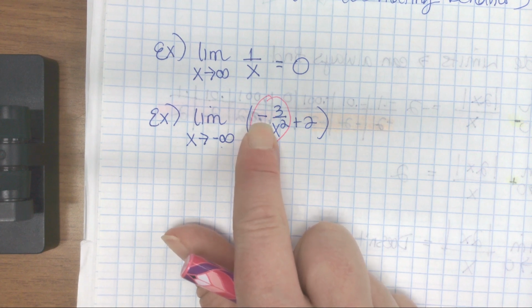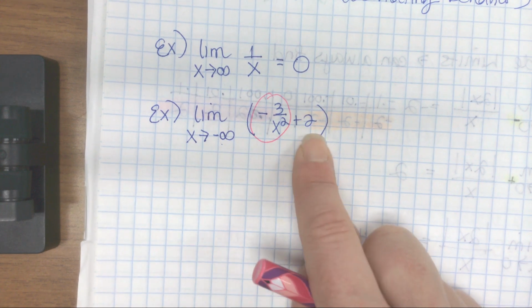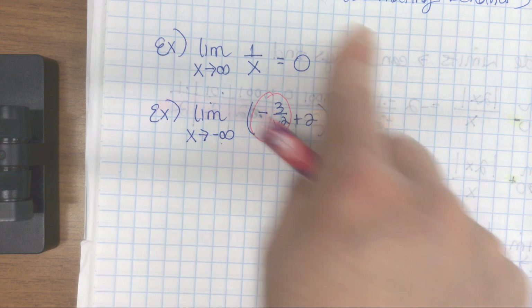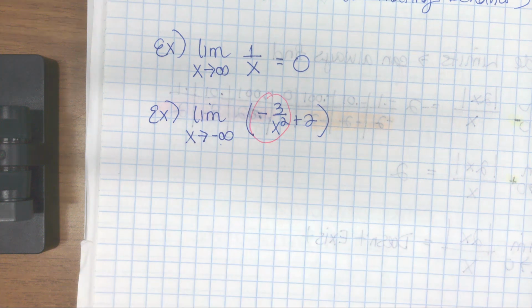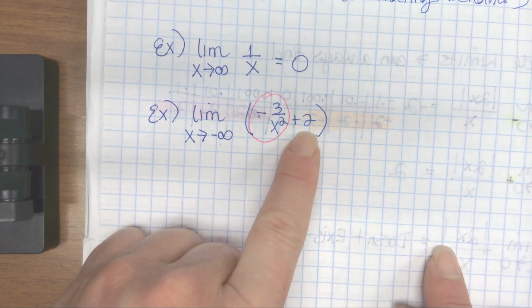So this part is approaching 0. Does x affect this part? No, because there's no x there. Anyone want to take a guess at what the limit of this whole thing is then? Positive 2, because if this is approaching 0 and this remains fixed at 2, okay, let's take a look at the graph.